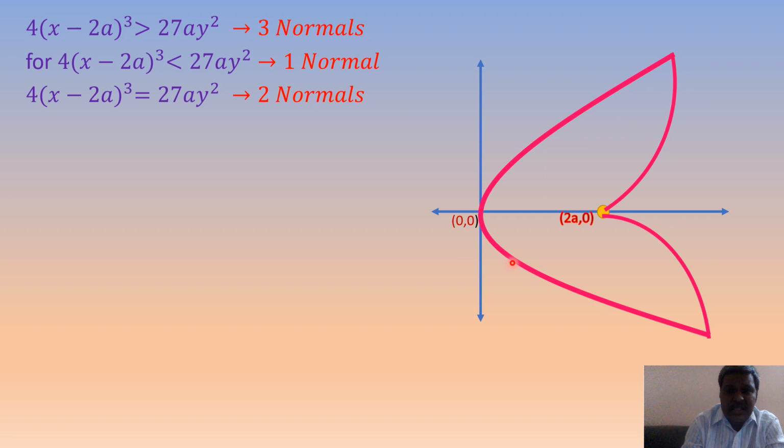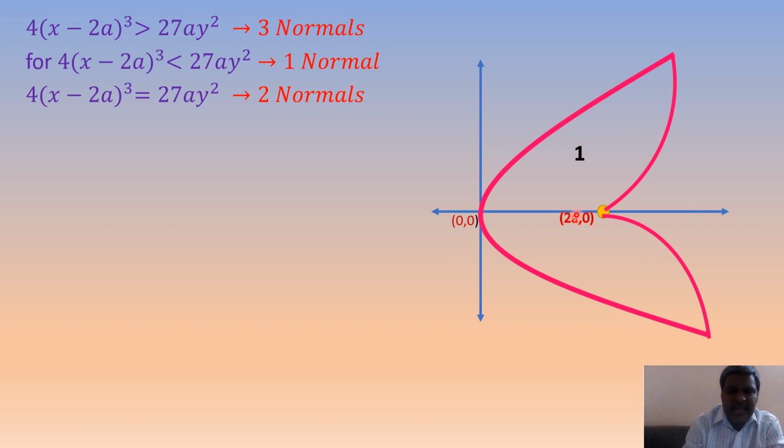See, students, here your point is inside this curve. From here to here, inside the curve, how many normals are there? One normal. Because here 4(x − 2a)³ is less than 27a², the point is inside this curve. At this time, the number of normals is only 1. So the region where the point lies is as shown in this figure. Inside this region, the number of normals is 1.